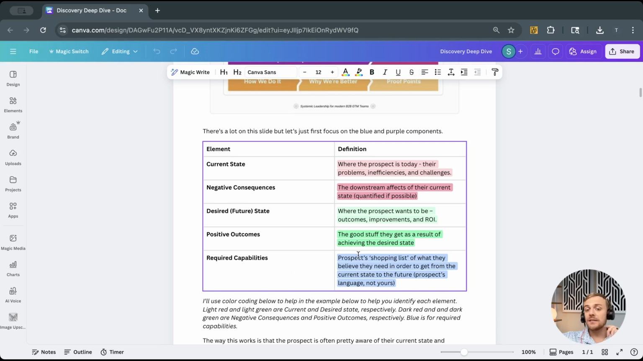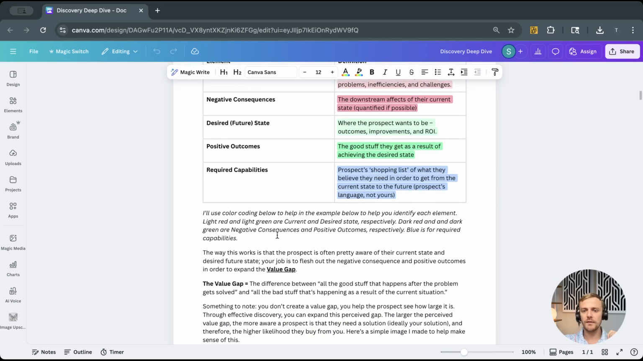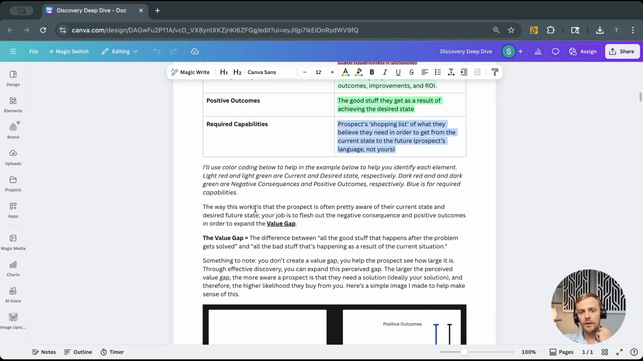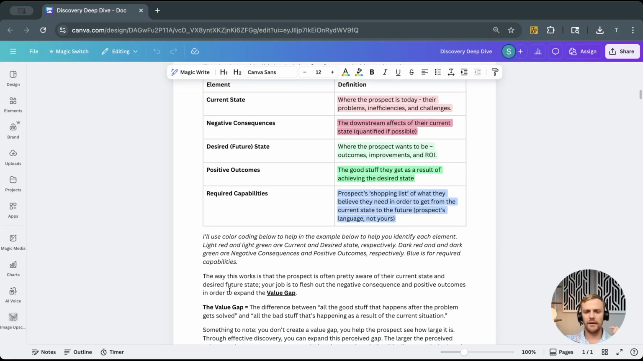And then required capabilities is the prospect's shopping list of what they believe they need in order to get from A to B, where they are in the current state to where they want to be in the future state, right? Okay. I'll use color coding below to help make more sense of this. And the way that works, the prospect is often pretty aware of their current state and desired future state. Your job is to flesh out the negative consequences by asking good questions and understanding the negative consequences of their current state, and then also using questions to understand what the positive outcomes might be from the desired future state. Okay, so that is the value gap.